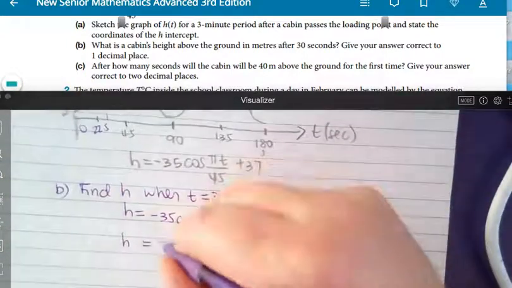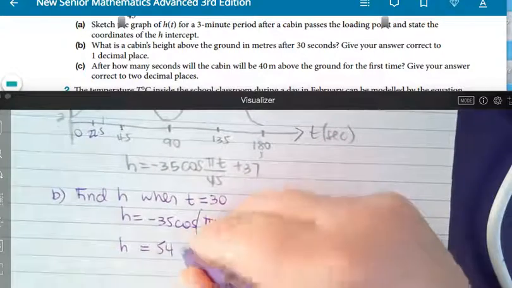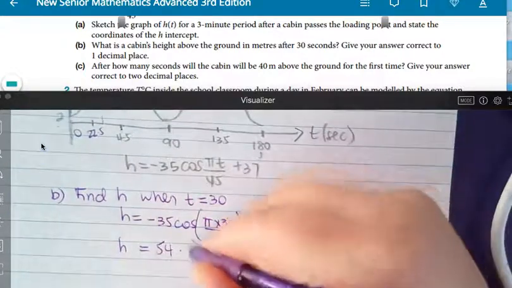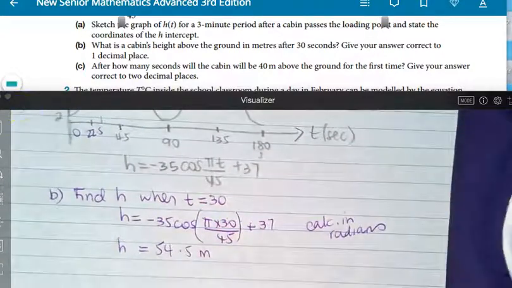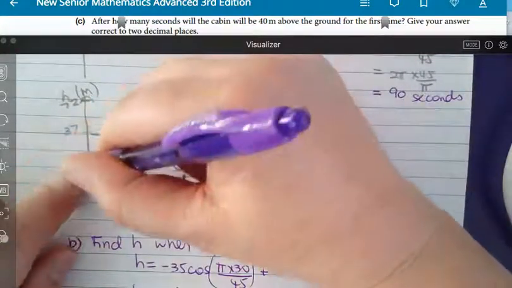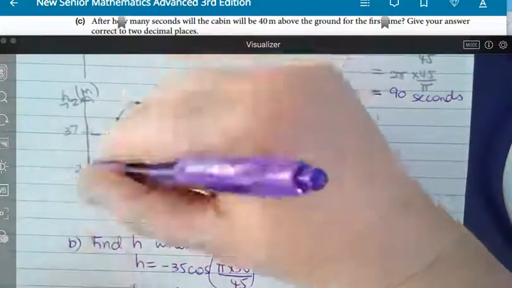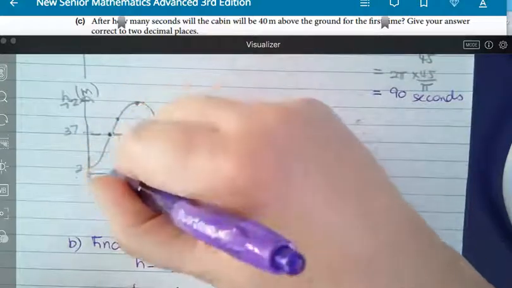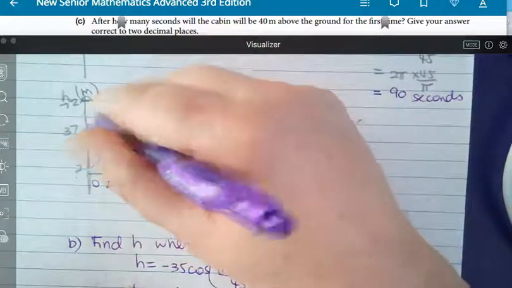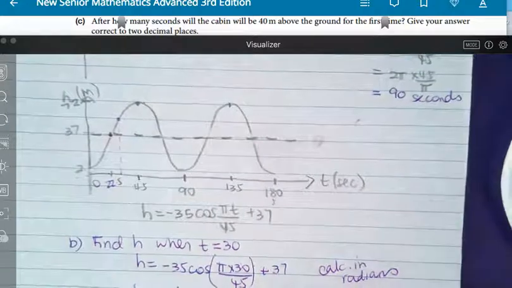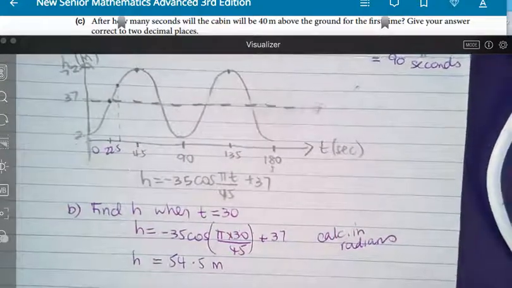What did you get? 50 what? Point? All right, I'm going to move meters. Now I'm going to move this up. Look, 0, 45. That's for half the curve. So a quarter would be 22.5. This is about 30 here. You can't read it off. You have to substitute. So you get 54.5 meters.